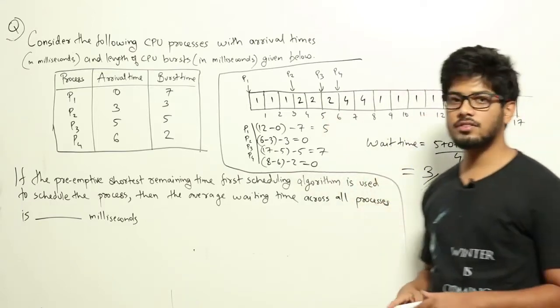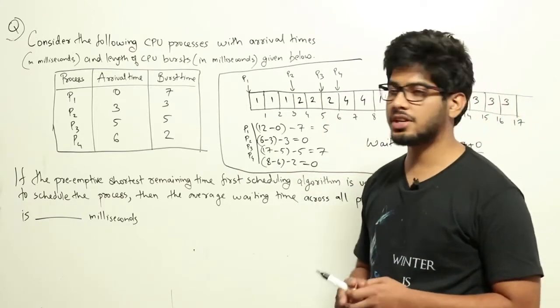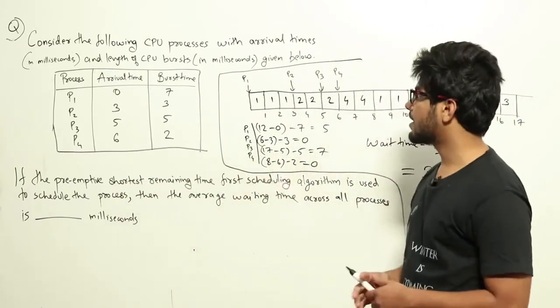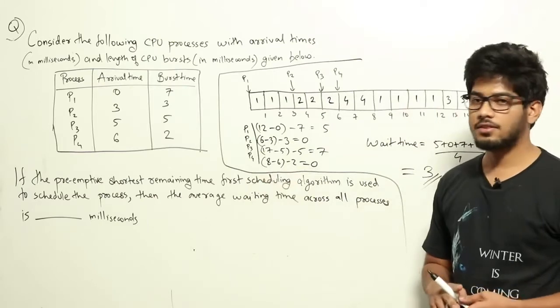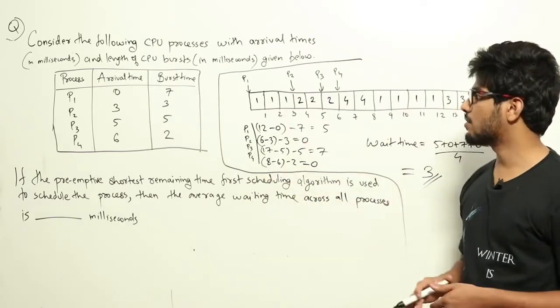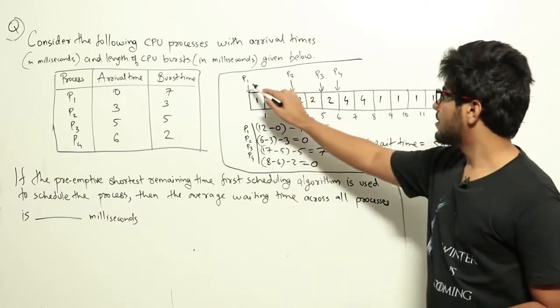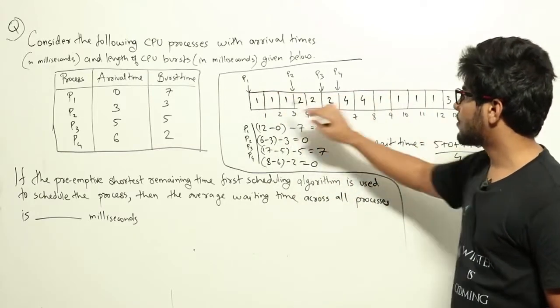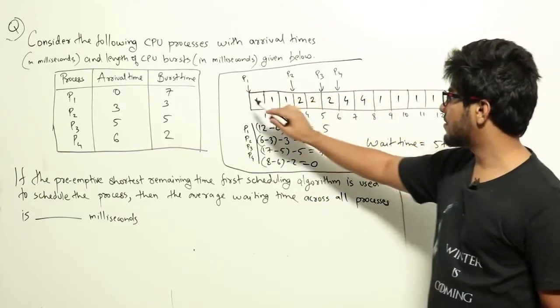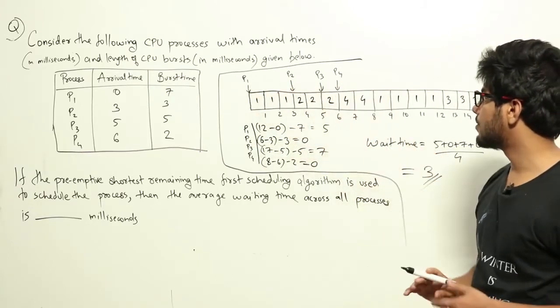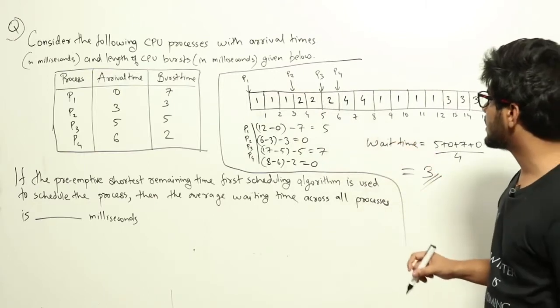So this is a question from operating systems regarding process scheduling. They have given the preemptive shortest remaining time first scheduling algorithm, and they are asking us to find what would be the average waiting time for all these processes. So let us draw this. For each time quantum, let us see what happens. The arrival times of each process I have given here: P1, P2, P3, P4. So let us see how it proceeds.